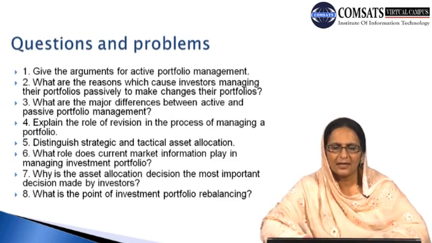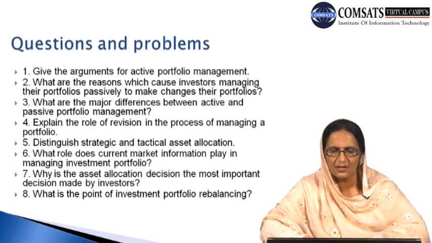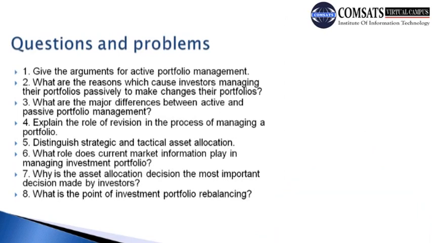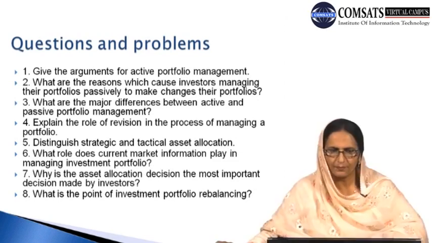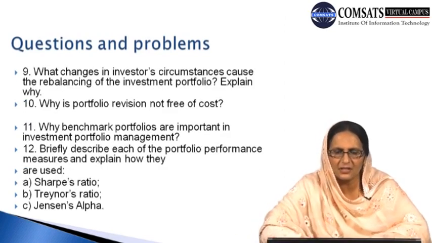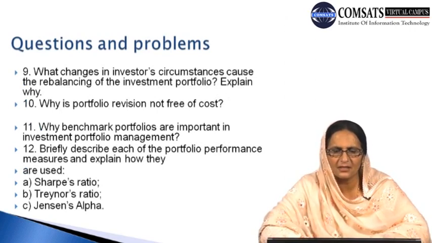Sixth is, what role does current market information play in managing an investment portfolio. Seventh is, why is the asset allocation decision the most important decision made by the investor. Eighth is, what is the important point of investment portfolio rebalancing. Ninth is, what changes in investors' circumstances cause the rebalancing of the investment portfolio, explain why. Tenth is, why is the portfolio review not free of cost.